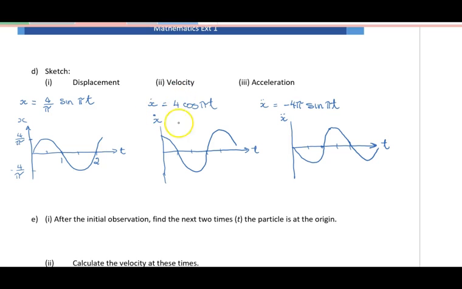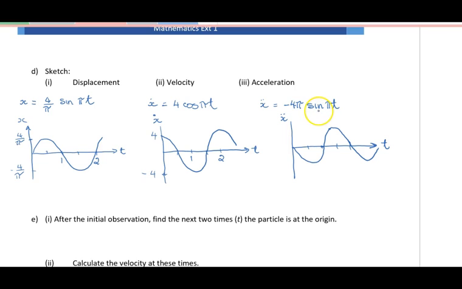Likewise, you can see with velocity, I've drawn a cos curve, where this is going to be 4, and this is going to be minus 4, and again the period is going to be 2 pi divided by pi, which is 2, so we get our curve completed after 2 units, and there's our 1.